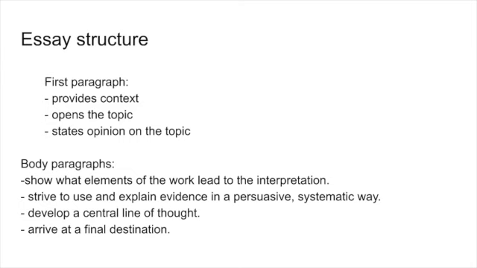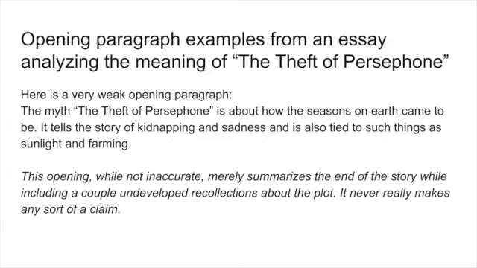So today we're just going to talk about that first paragraph and look at some examples. So let's go ahead and proceed. Now, some of you have maybe read the story, The Theft of Persephone. And so here would be an example of an opening paragraph that would be considered very weak. Let's read it together. The myth, The Theft of Persephone, is about how the seasons on Earth came to be. It tells the story of kidnapping and sadness and is also tied to such things as sunlight and farming.